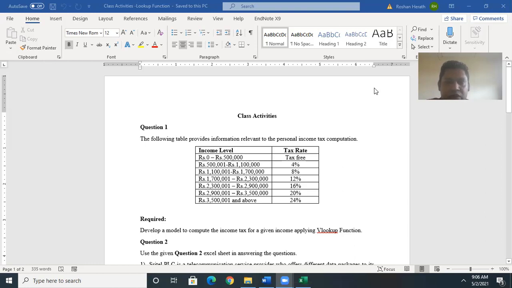I'll also be activating your class assignment today on the VLOOKUP, or the lookup functions, right? So that is the plan for the day. Let us get started with question number one.